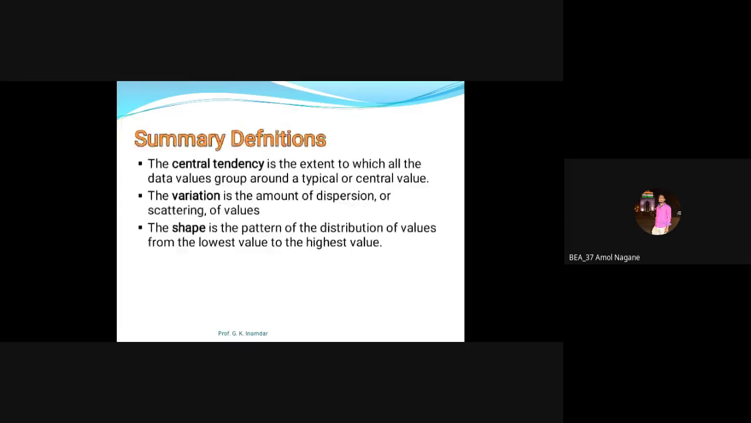Now the summary definitions. Central tendency is the extent to which all the data values group around the typical or central value. Variation is the amount of dispersion or scattering of values. These are important factors while analyzing or reading control charts. Central tendency is the grouping of data around a typical or central value.